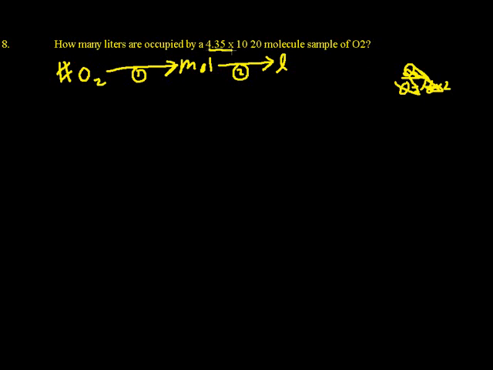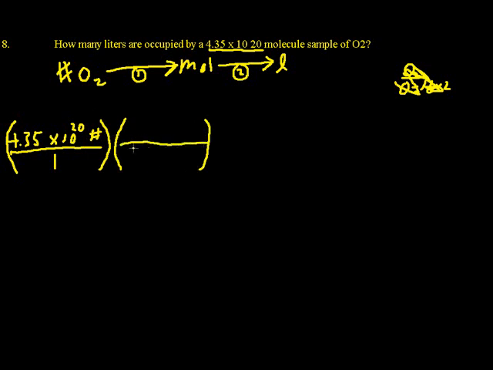What's the rule? Take the number you are given. So the number is 4.35 times 10 to the 20th. That's the number of molecules of O2. Place it over 1. Why? Because it works. Put it in parentheses. Set up another set of parentheses. Why? Because it works.